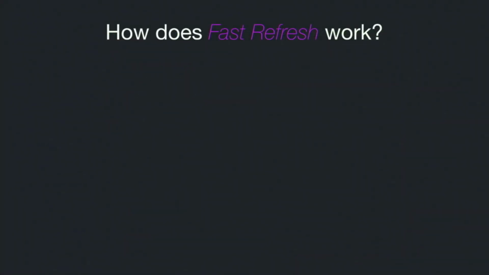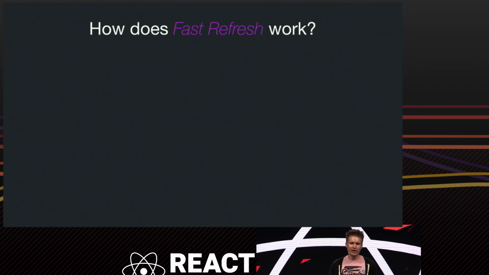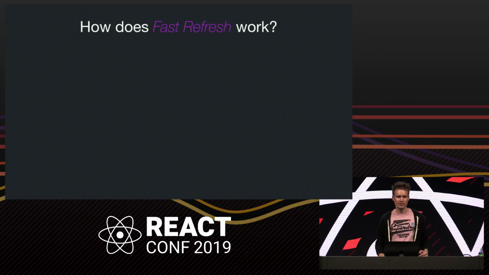So how does Fast Refresh do all of this? If you're really curious, all the code is in GitHub, but I think it's worth highlighting a couple of the techniques used because they're really interesting. So hook support is probably the most exciting aspect of Fast Refresh, so let's talk about how it works conceptually.